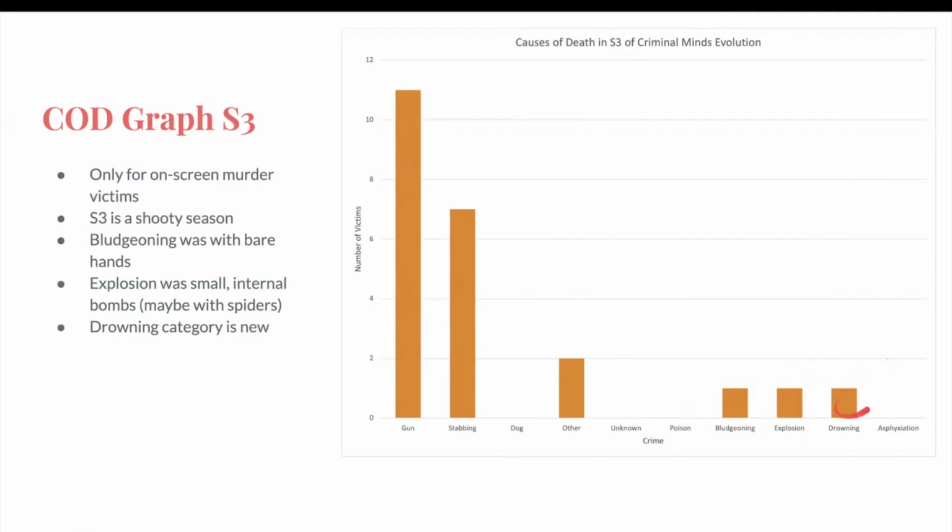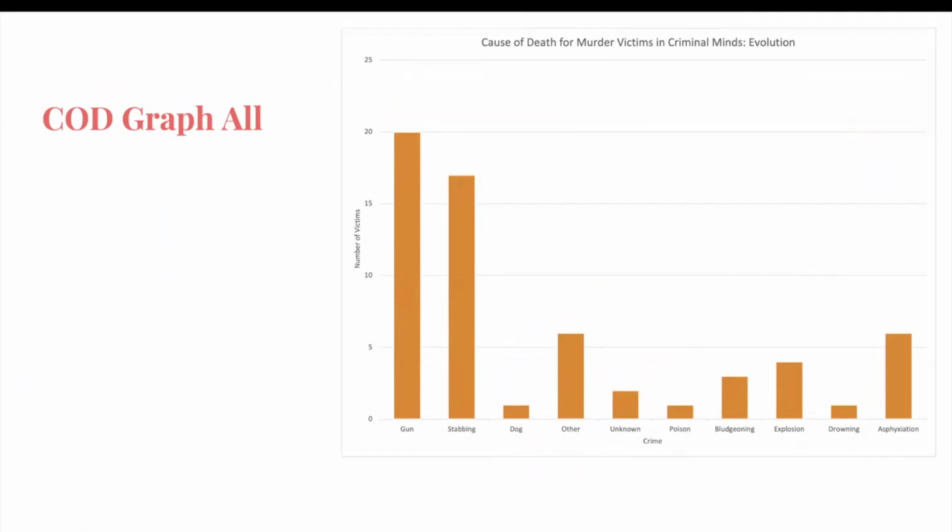And also the drowning category is new. There hasn't been a drowning in Evolution yet until now. There were certainly some in the original Criminal Minds, but I wasn't recording causes of death then. The 2 others for murder that occurred this season were a burial alive and spider condoms. There was actually quite a bit of diversity in terms of the cause of deaths for season 3, but looking at all of the seasons, we see it's still mostly either gun or stabbing, with quite a few others and quite a few asphyxiations as well.